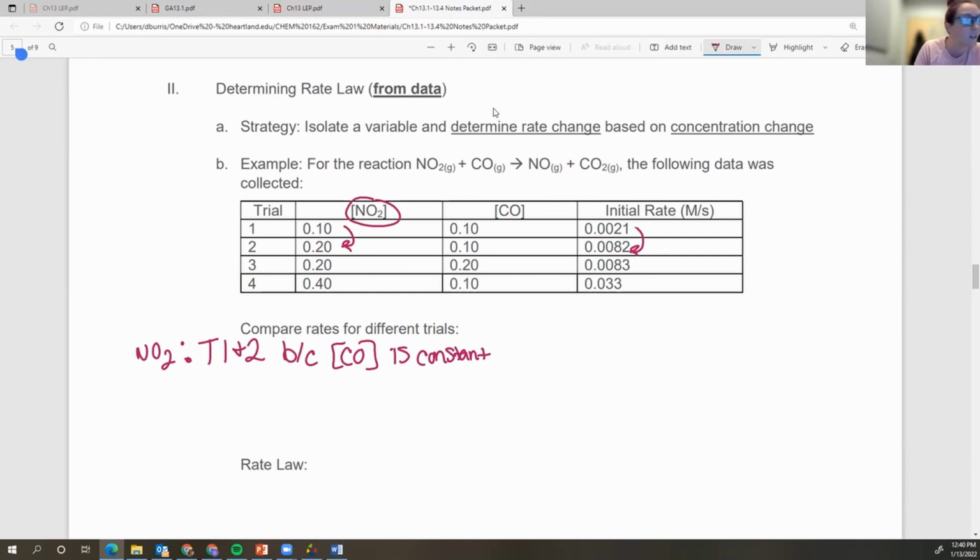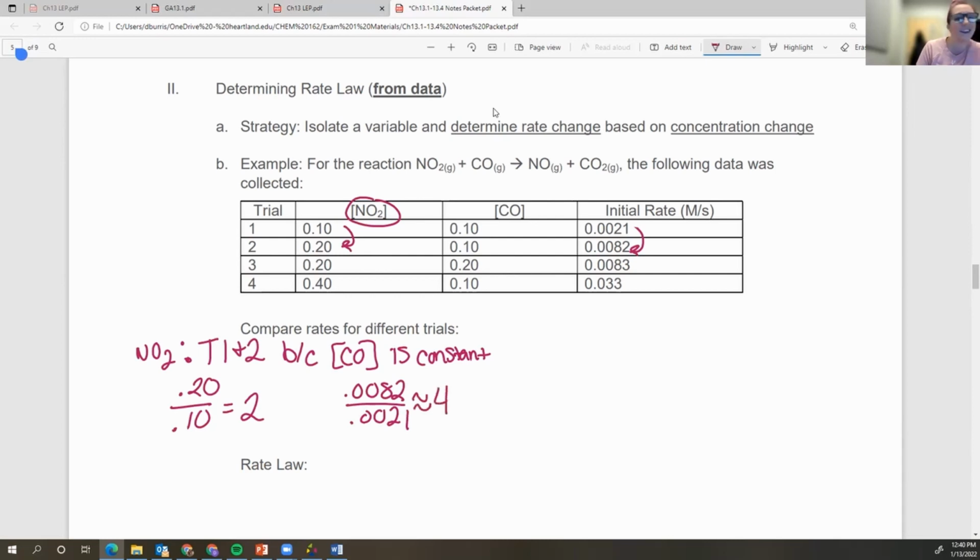You might be able to tell by looking at this. I obviously doubled the concentration. And then what happened to the rate? Well, it looks like it quadrupled, but I'm going to show you just to make sure. So I'm going to compare my concentrations. That's obviously 2, I doubled the concentrations. And then I'm going to compare my rates. So that rate to that rate is about 4.